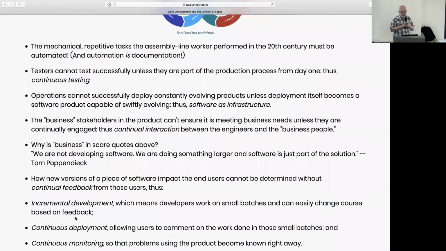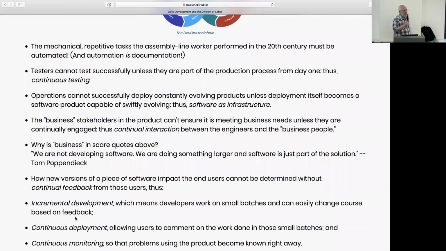We need continual interaction between the engineers and the business people because with this rapidly innovating product, the business people need to be continually aware of what is going on with the software so that they can spot places where the engineers have misunderstood the business needs, where there's a new business need and the original spec doesn't handle it, where a new market has opened up and we can reach out to that new market if we just change our spec in this way. And I put business in scare quotes there.